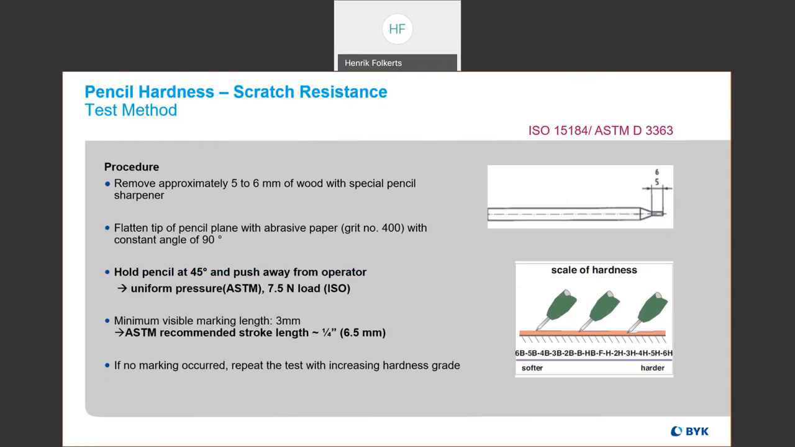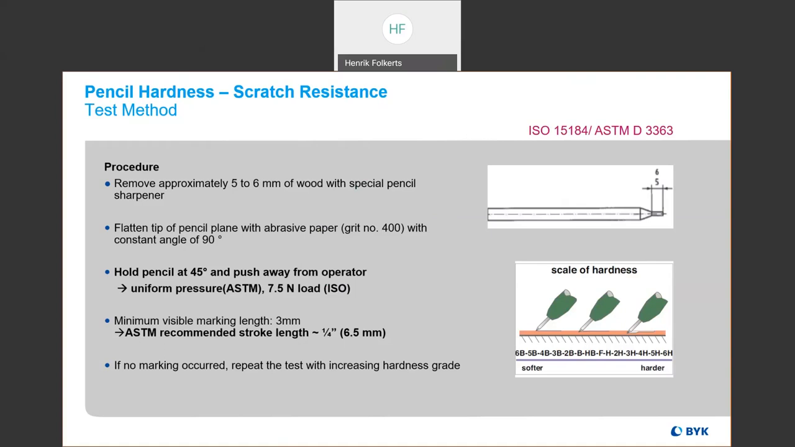It sounds simple, but it's actually not. In fact, you need some quite detailed information that has to be taken into consideration. First, how the pencil should be sharpened is not easy. You should remove approximately 5 to 6 millimeters of the wood by a special pencil sharpener.